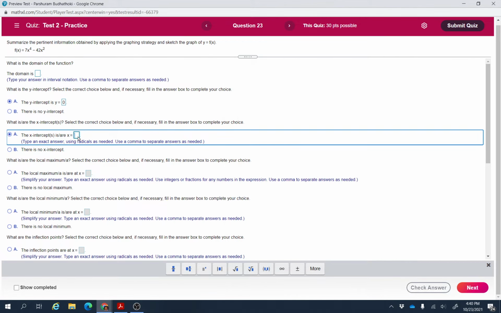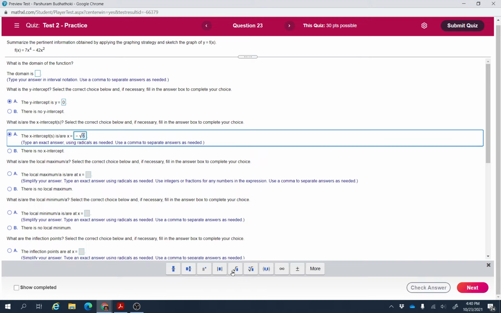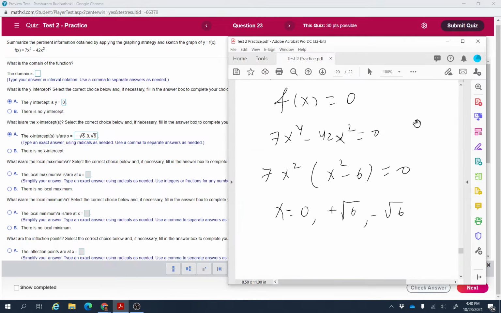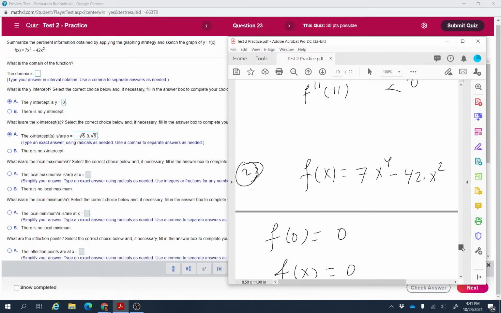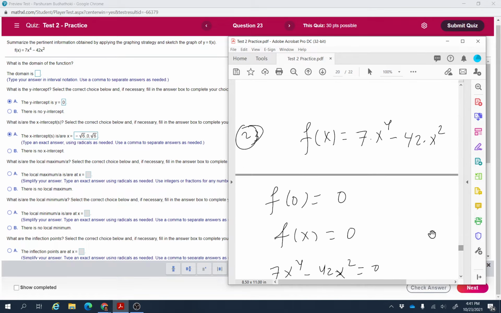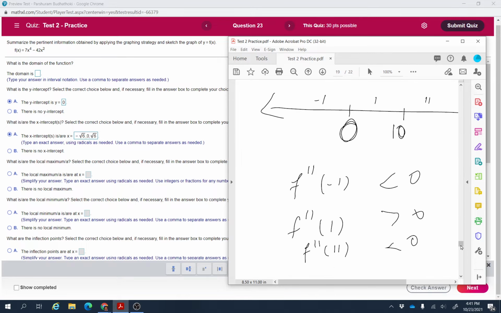So you can write negative square root of 6, 0. I'm just writing this in order, but we don't need to write it down in order according to the instructions. There is nothing about order. Okay, for finding the local maximum or local minimum, we're going to use the second derivative test, meaning we need to find the critical points, find the second derivative, and see where the second derivative is positive and where it is negative.